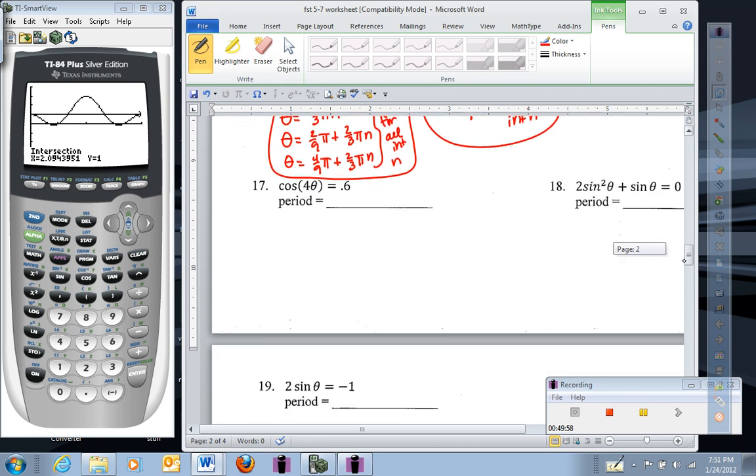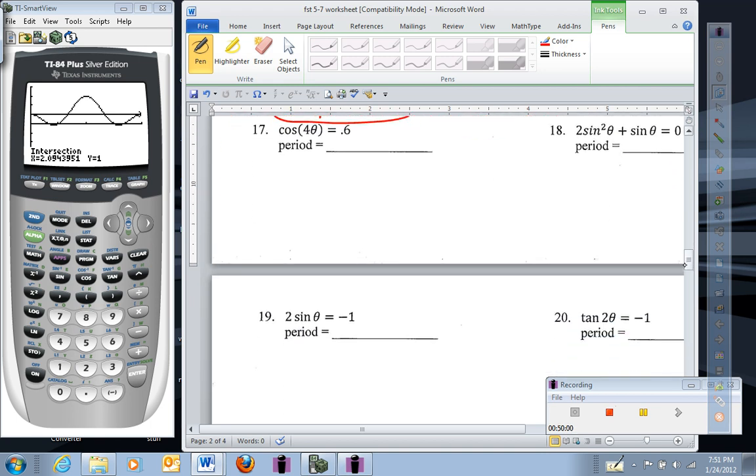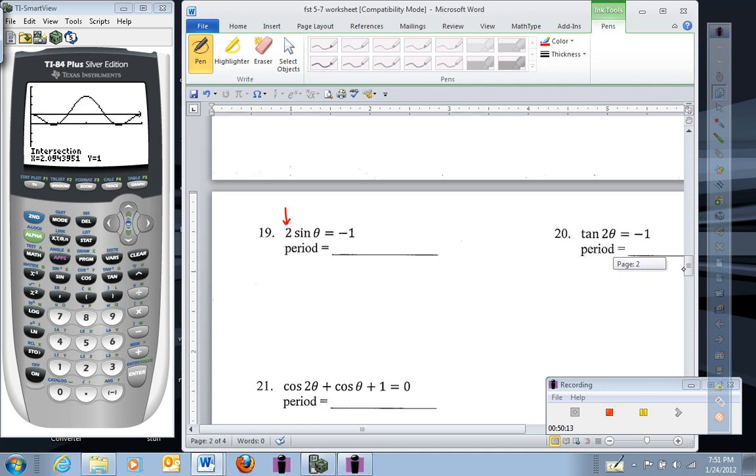Okay, I think I'm going to skip number 17 for the time being. Let me see if there are any more interesting ones I think I want to talk about with you. Don't be fooled by numbers in front of here on 19. On 19 is still just sine theta, and the period of sine theta is going to be just plain old 2 pi, isn't it?